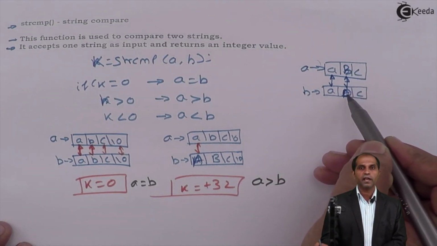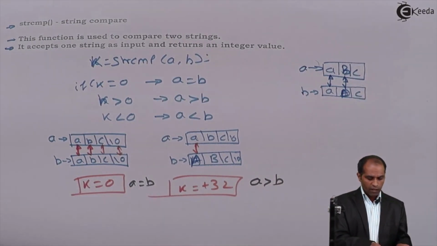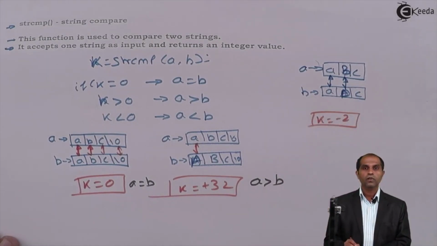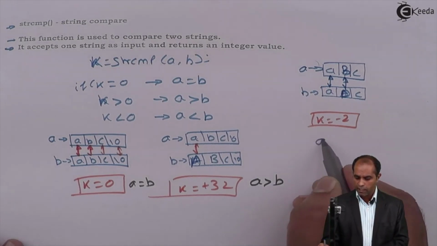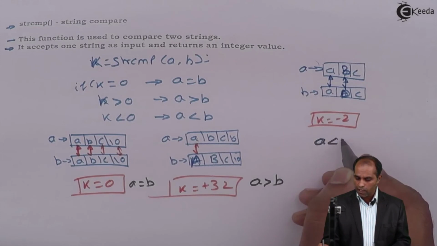66 minus 68 is what? Minus 2. So here your k will get a value of minus 2. When I say minus 2, what does that say? That says that A is less than B. So A is less than B.